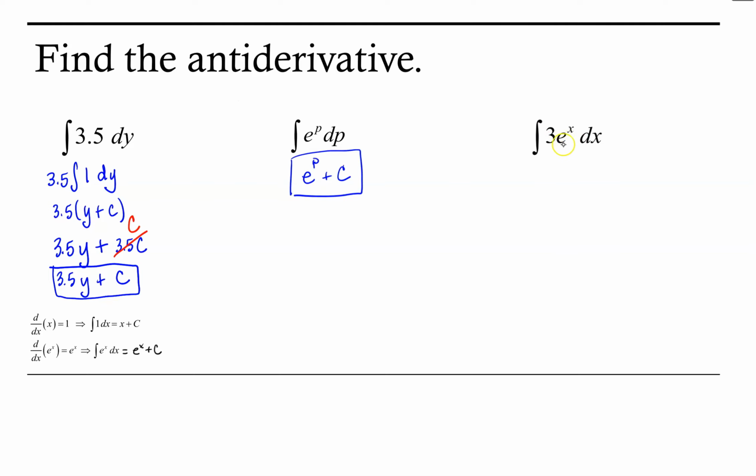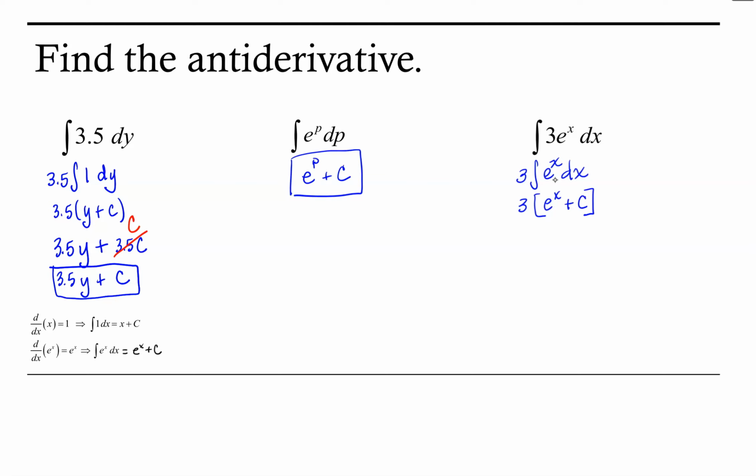And in our last example here, notice that we have this constant multiple in front of our e to the x. So we can bring that 3 in front of the integral symbol, and we'd have 3 times the integral of e to the x dx. And just like we did before, the antiderivative of e to the x: e to the x is the derivative of what? Well, e to the x is the derivative of e to the x, potentially plus some constant.